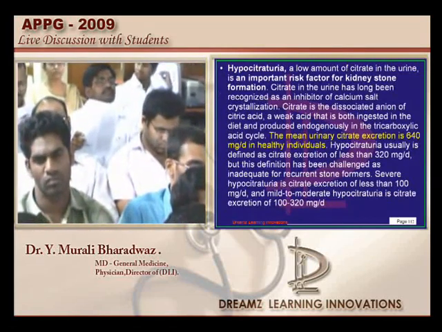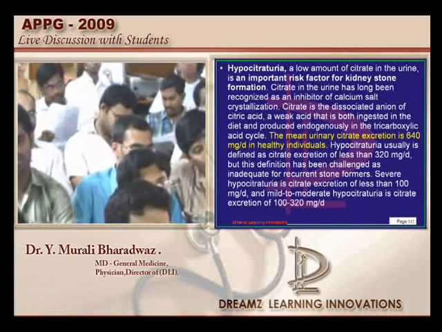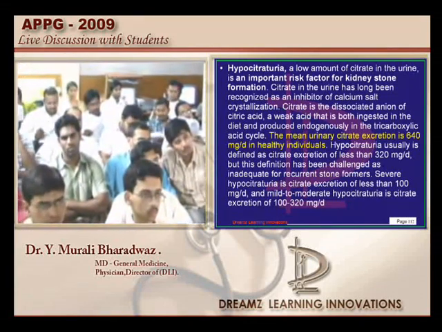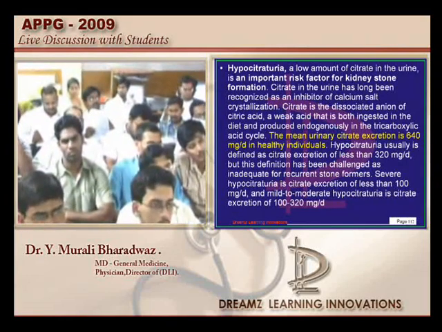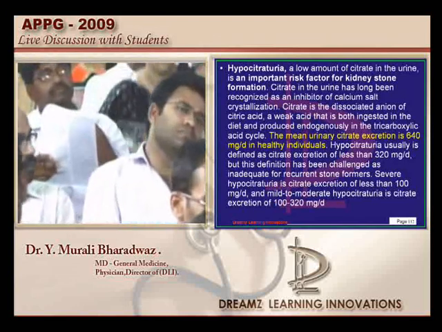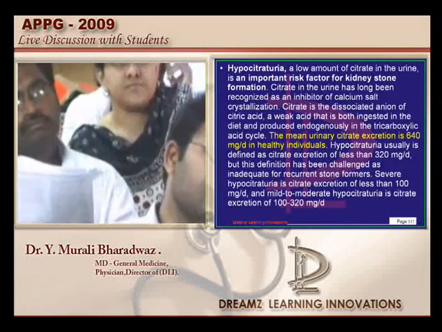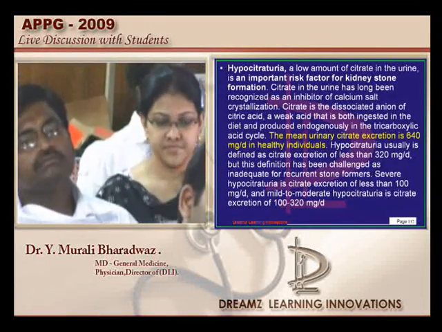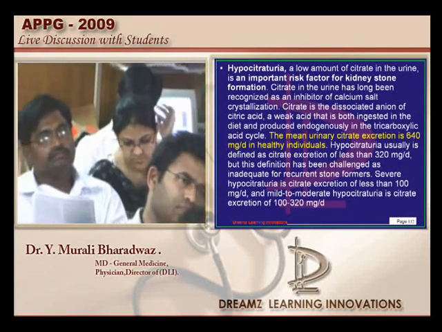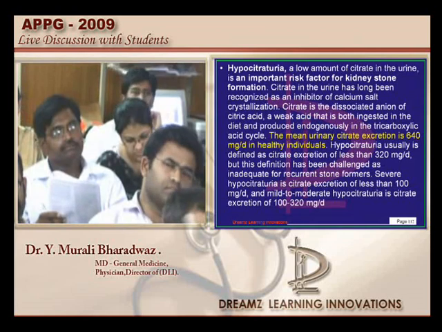Now why do you have hypocitraturia? I know that it is not really required, but you must be sure on some facts. Why is there hypocitraturia in the case of renal tubular acidosis is my question to all of you. At least if we don't talk about it, that leaves us with a dissatisfaction. Let us talk about it. What is hypocitraturia?